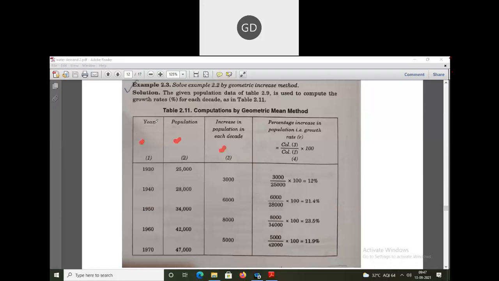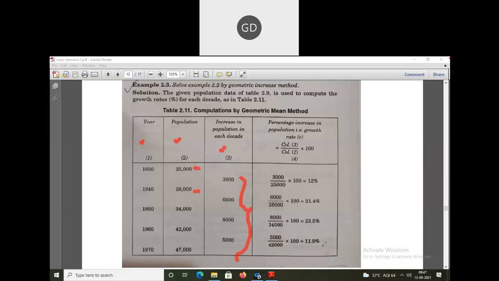A year, you have written from 1930 to 1970. Then population is also given according to the years. So the increase in population in each decade you have found out by subtracting: 28,000 minus 25,000, that is P2 minus P1, then P3 minus P2, 34,000 minus 28,000. So like this, you have already found out these values in your arithmetic increase method. So up to here, this is the same. The process is the same.